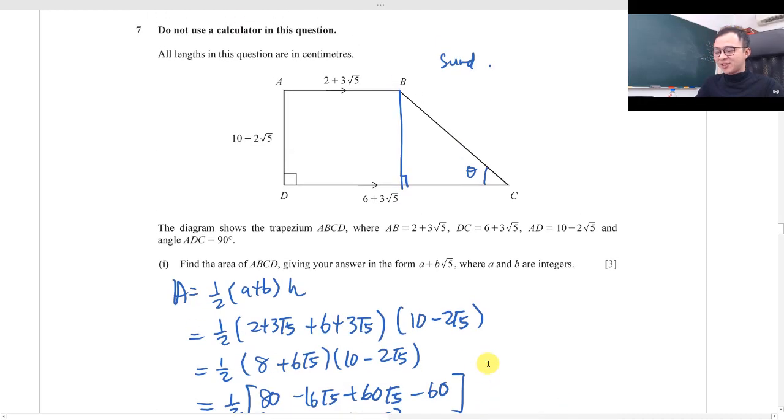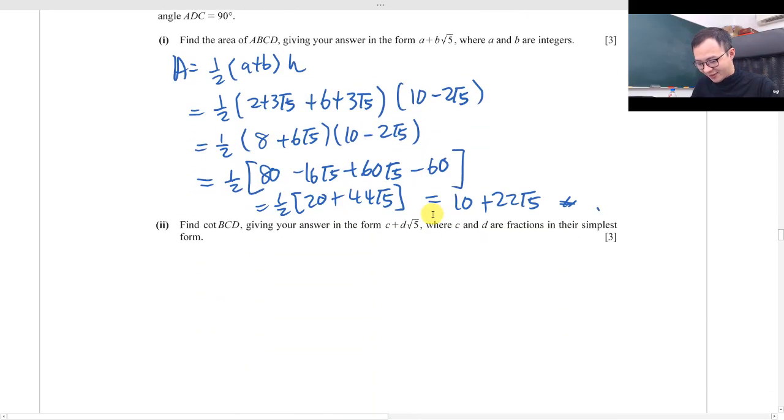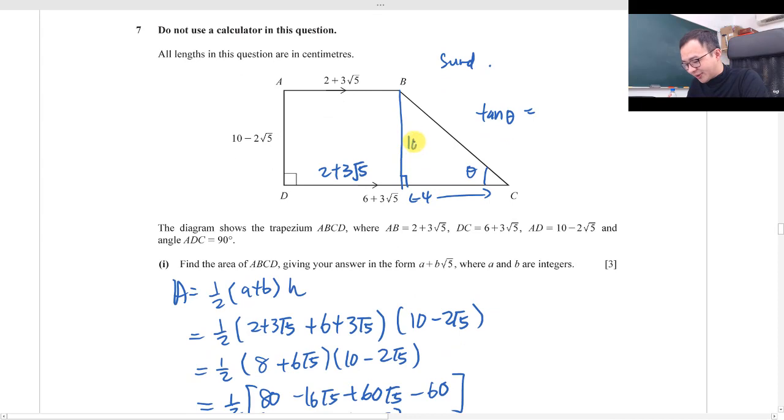Right now, because the question says cotangent, I need a triangle. So I do the tangent first. If I want the tangent of this angle, basically it is OA over this side. If here is 2 plus 3√5, here should be 4 only, isn't it? So here is just 4. It's weird. How many marks here? 3 marks. So here should be 10 minus 2√5. So tangent is (10 minus 2√5) over 4.